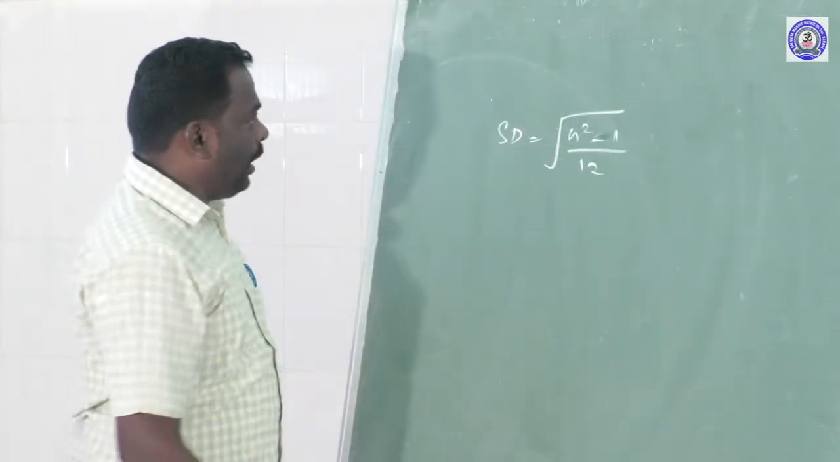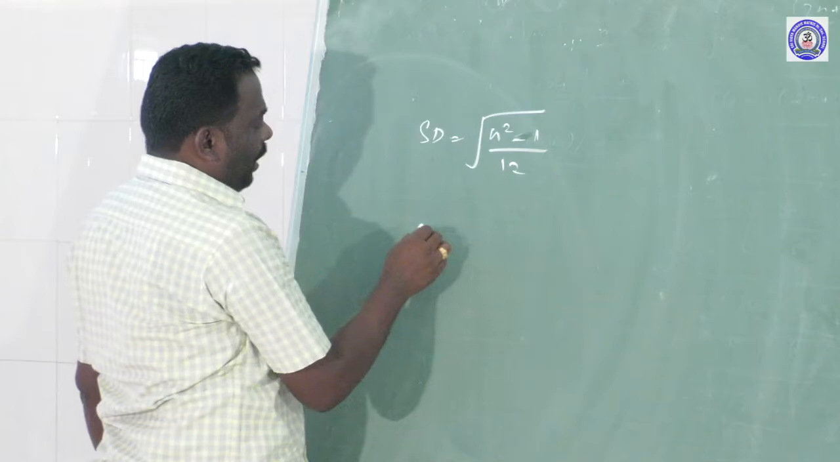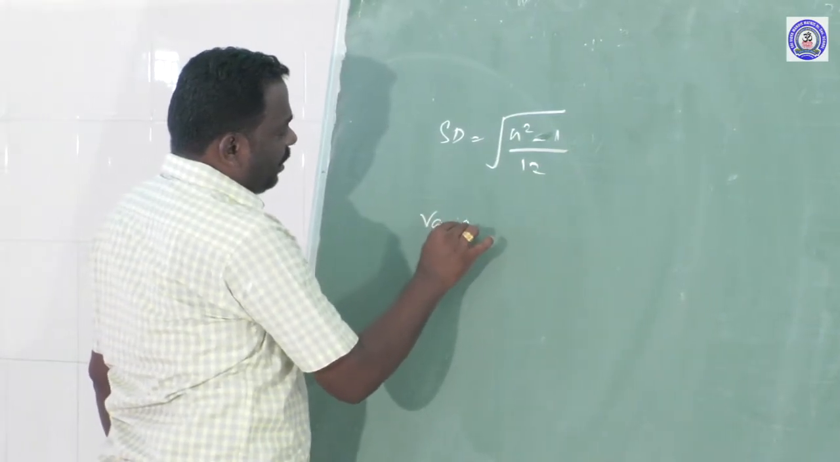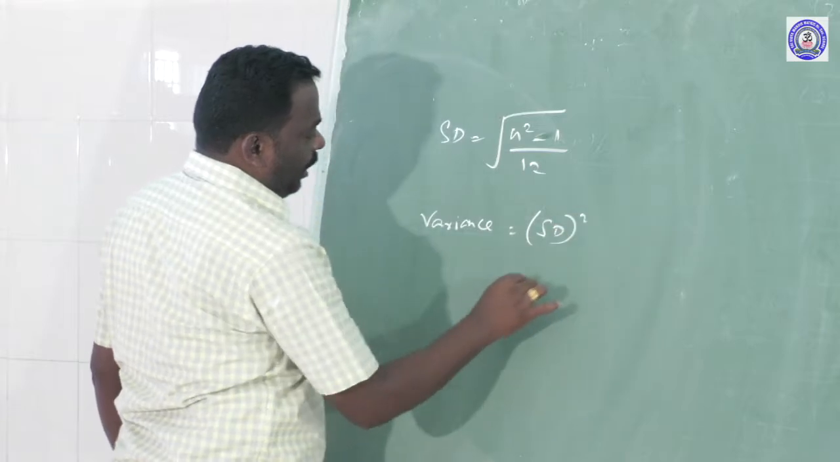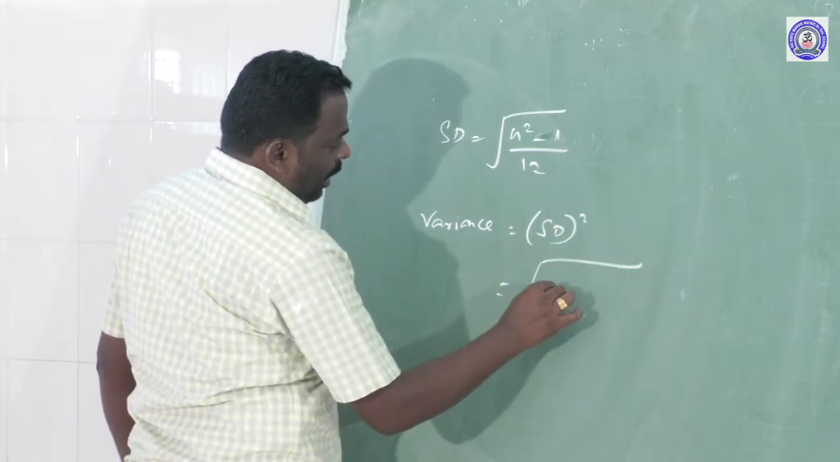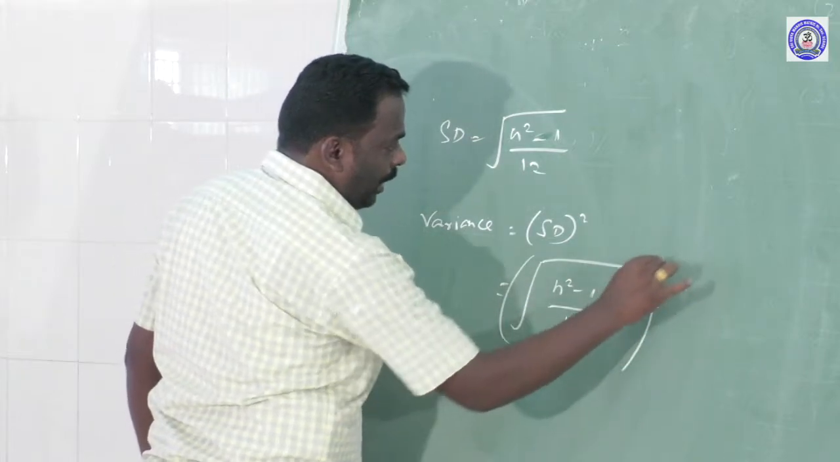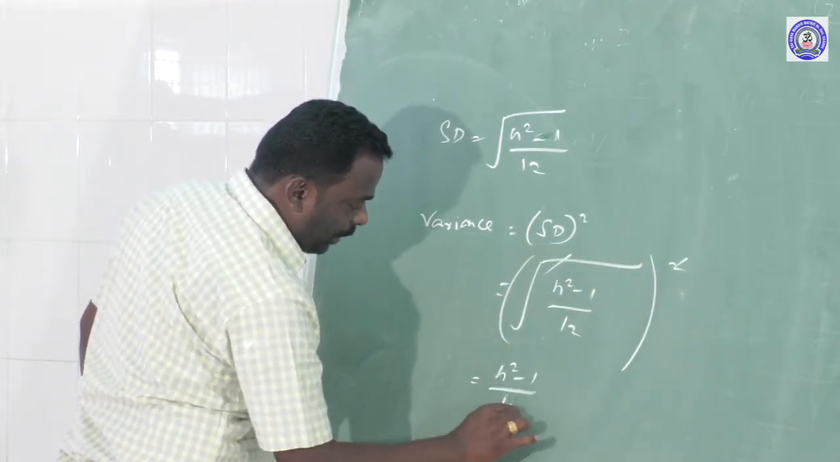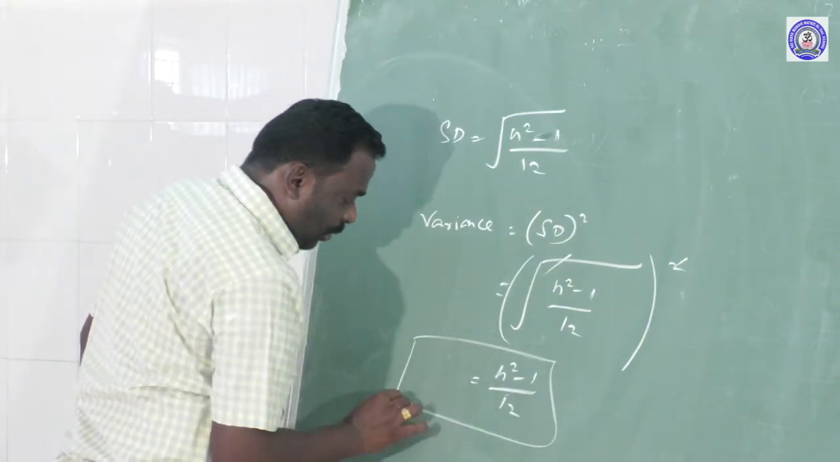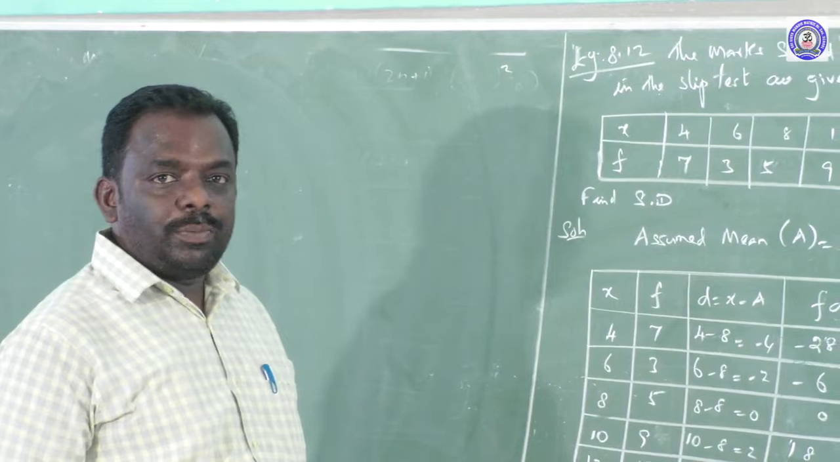Understand? Okay, now we already applied that the standard deviation equals square root of n square minus 1 by 12. Therefore, the variance is equal to the standard deviation whole square, which is square root of n square minus 1 by 12 whole square. The square root will cancel, so it is equal to n square minus 1 by 12. This is called the variance. Now we wanted to find only the variance. Okay, go to the next one.